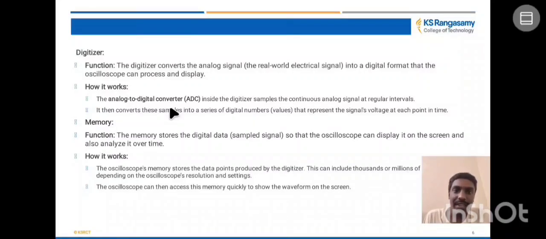So next is the memory. The data, the signals which we are getting, are stored in this memory and then displayed on the screen and analyzed over time. The oscilloscope memory stores the data points produced by the digitalizer. Wherever the digitalized inputs are, they are stored in the memory. This can include thousands or billions of data points depending on the oscilloscope's resolution and settings. The oscilloscope can then access this memory quickly to show the waveform on the screen. So whenever it is required, we can retrieve it.